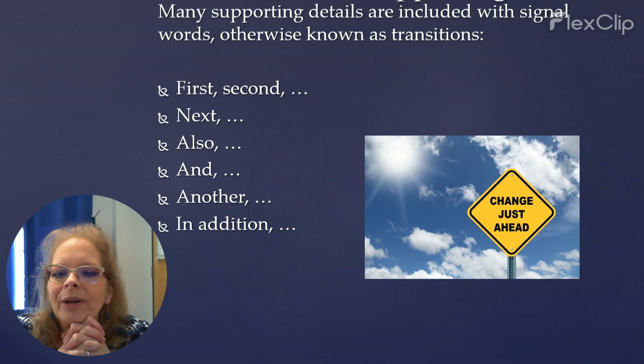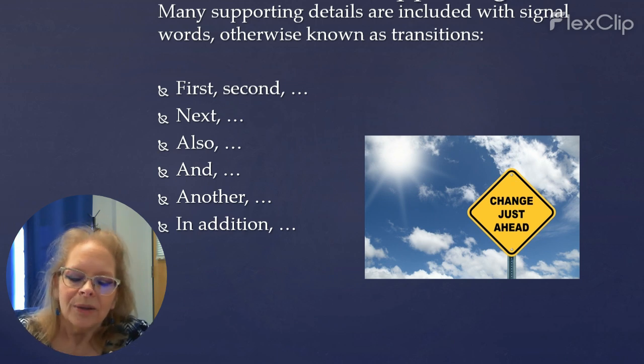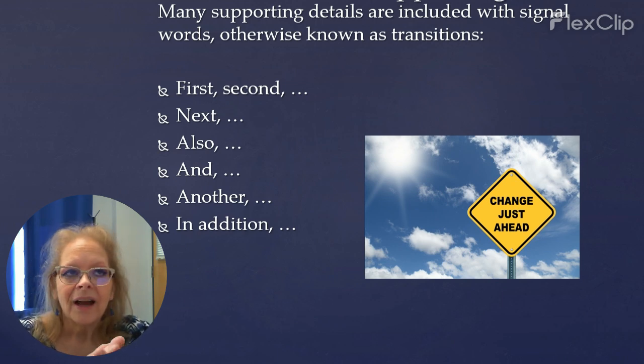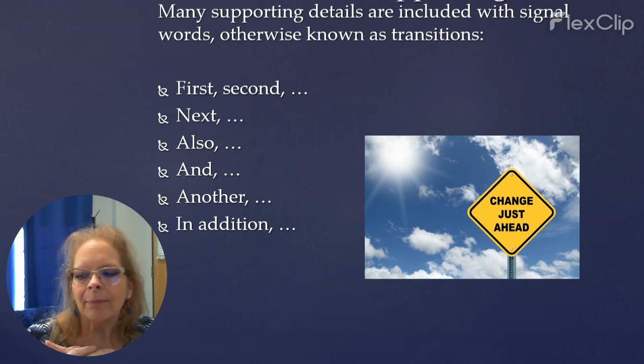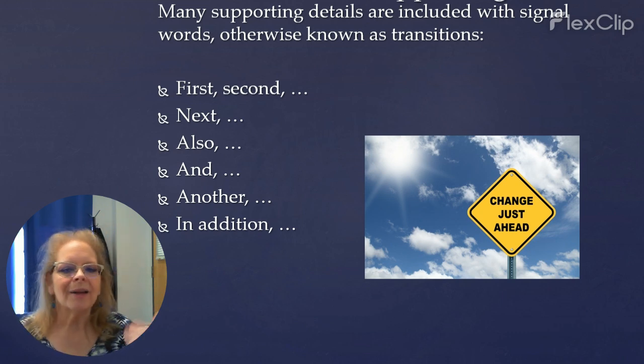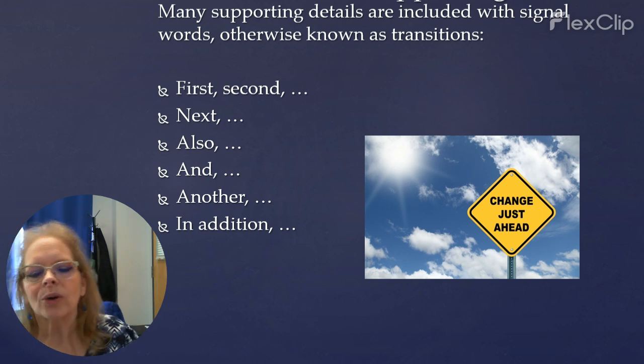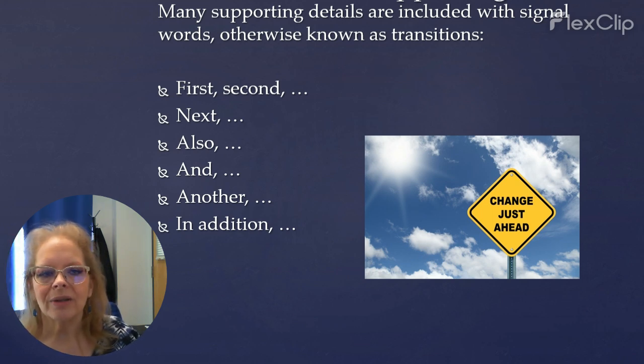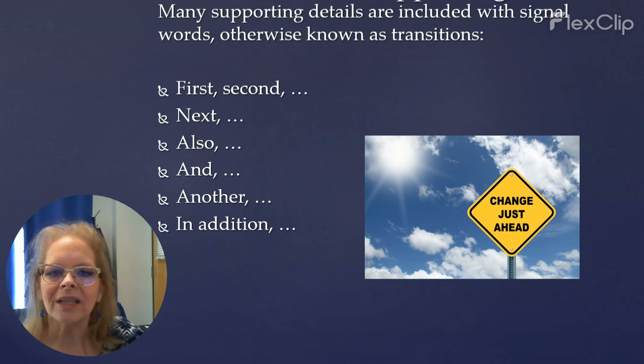How do you know if it's a supporting detail? Some clues can be transition words: first, second, third, next, also, in addition to this, another example of, to illustrate, finally. Any type of transition word in front of a sentence usually clues us in that, hey, there's another detail that they're giving us.